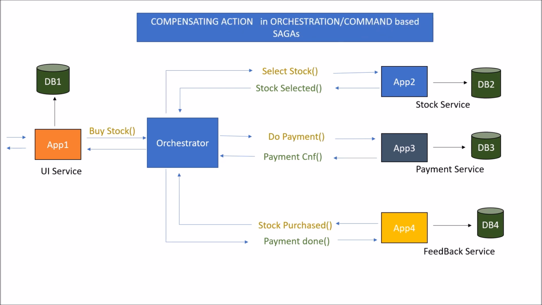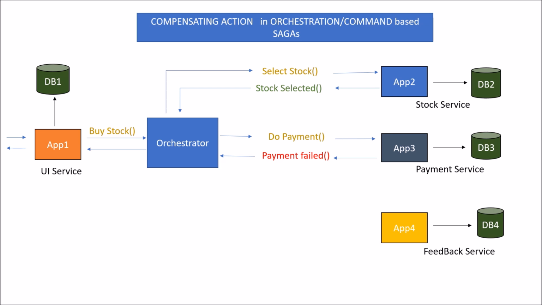Now let's talk about compensating action, how it could be done in the orchestration or command-based approach. Let's assume, instead of payment confirmation, stock purchase and payment done, so remove all these points, we have payment failed, the same use case that we have looked at in the event-based approach. So the payment service will reply to the orchestrator that the payment has failed.